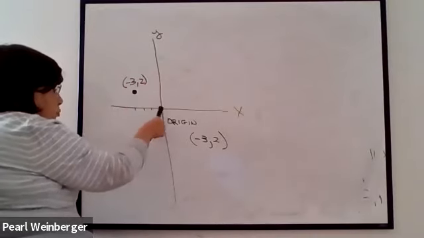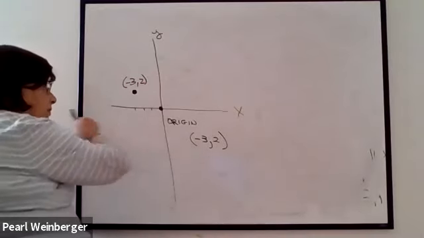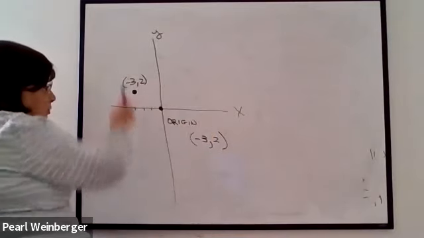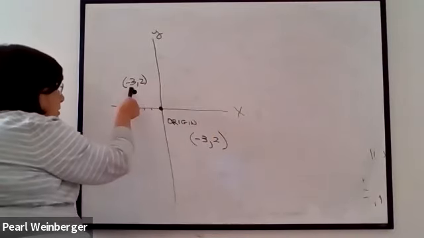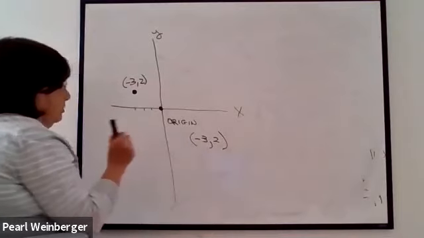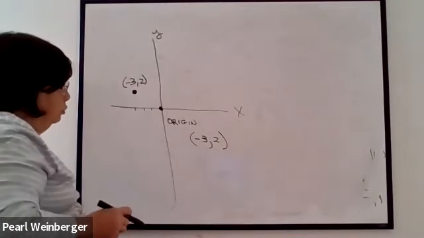Notice I have to do 2 steps. I have to do the sideways step, and then I have to do the up and down step to get to the one point that is the point -3, 2.